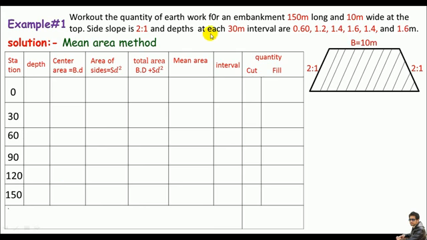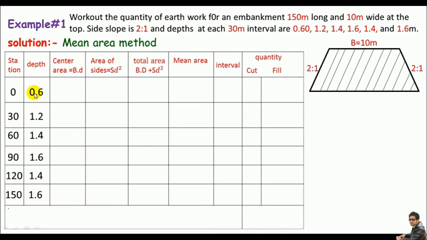Remember, the depths at each 30-meter interval are also given: 0.60, 1.2, 1.4, 1.6, 1.4 again, and 1.6 again at 150 meter. Now I can calculate the central area, which is just like a rectangle, BD. The breadth is given as 10 meter, and the depth at each 30-meter interval is also given. So I'll just multiply the depth with the breadth, or the breadth with the depth, no problem.